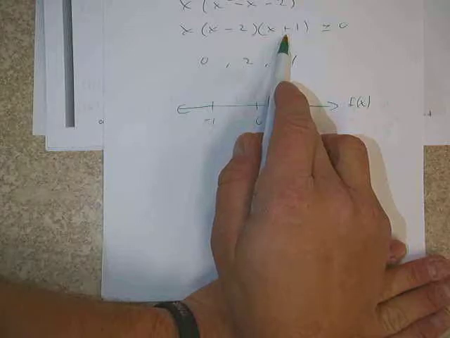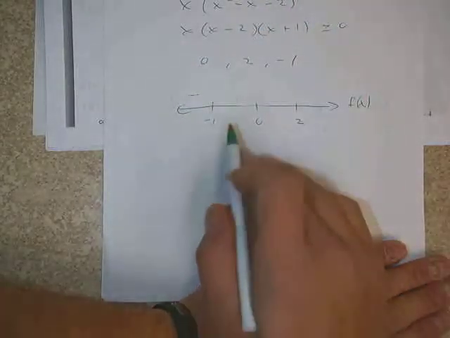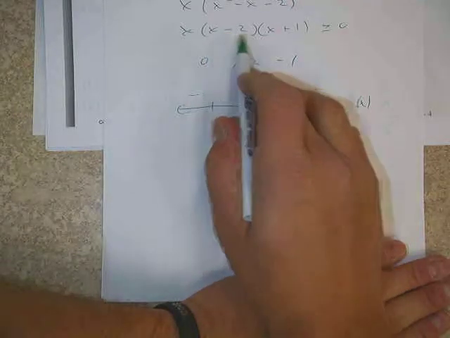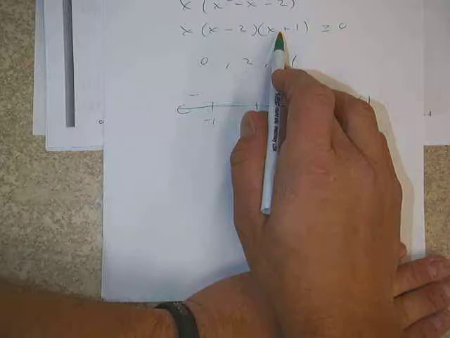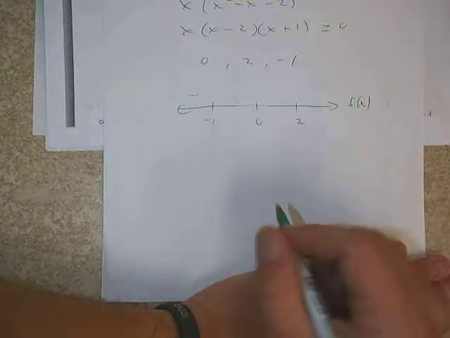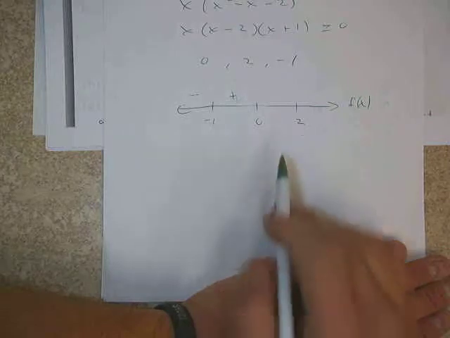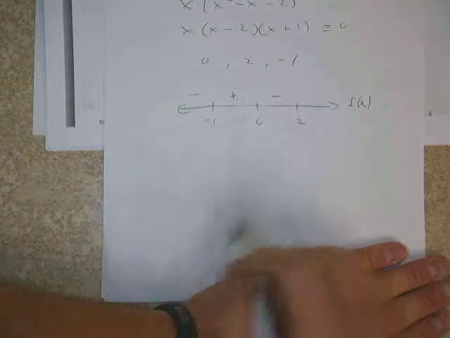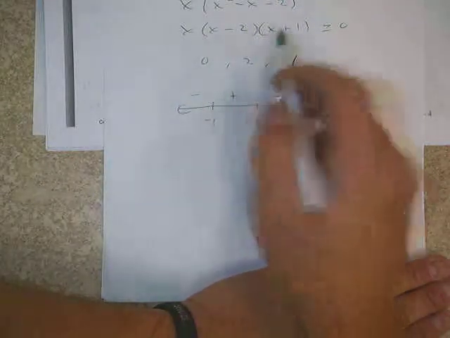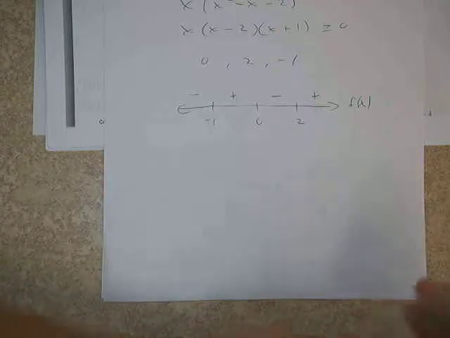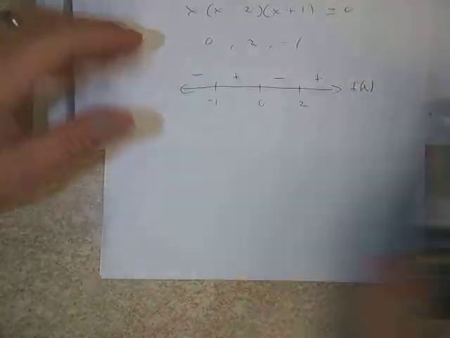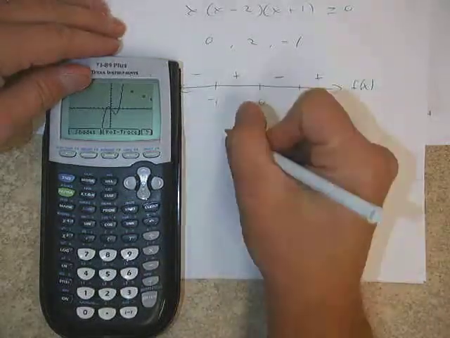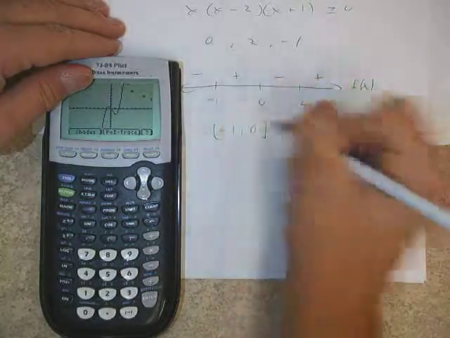So plugging in, and I usually put them in the factored form. It's a lot easier to decide whether they're positive or negative if you put it in the factored form. So -2 in here would give me a negative, negative, negative, which would mean negative. Between -1 and 0, like -1/2, that would give me negative, negative, positive, which would be positive. 1 would give me positive, negative, positive, which would be negative. And then anything bigger than 2 would be positive, positive, positive, which would give me positive.